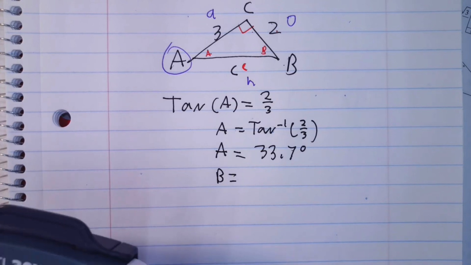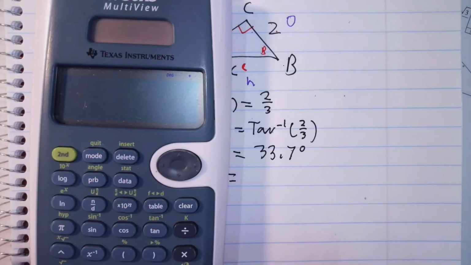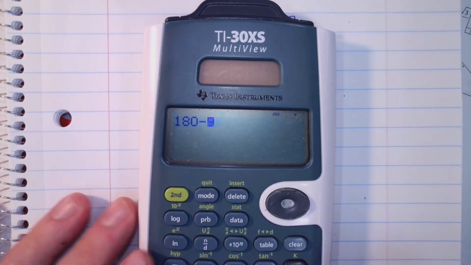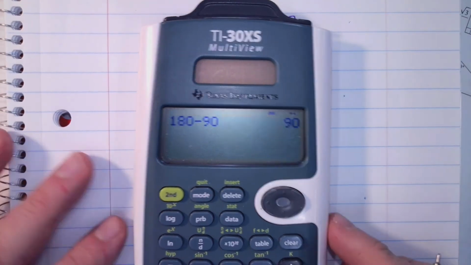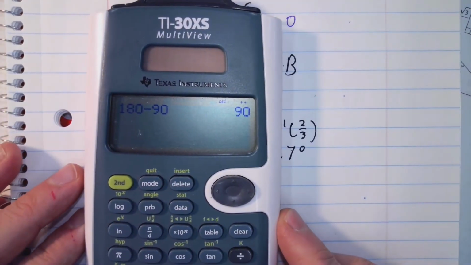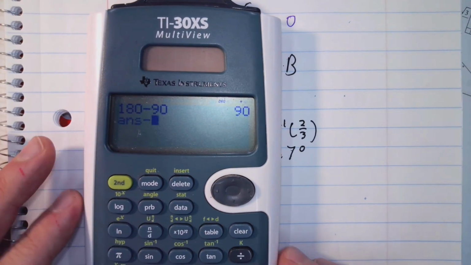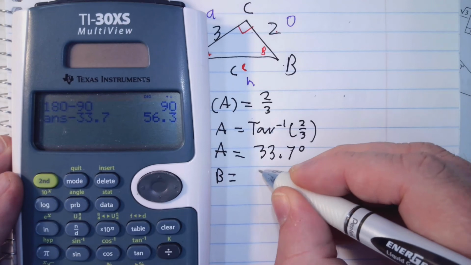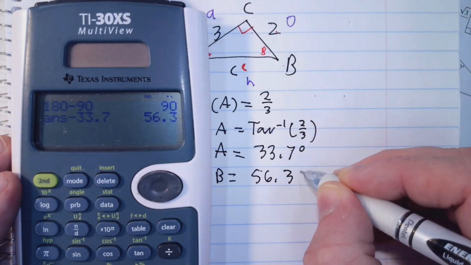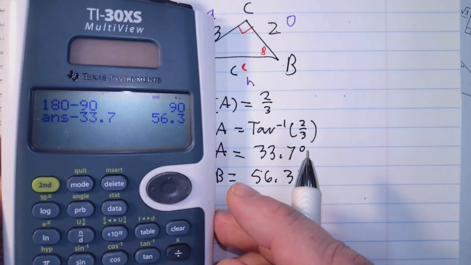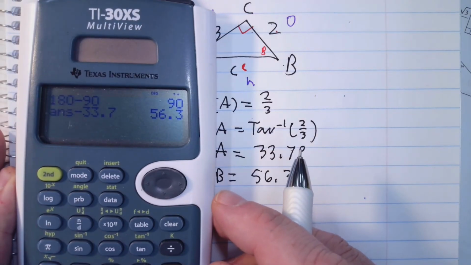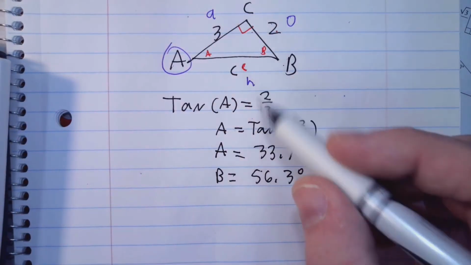Could I do 180 minus 90, because it's a right triangle, so I only have 90 degrees left, minus 33.7, and I get 56.3. Does that work? So that's not really trig, that's more like arithmetic, right? Okay. Now how am I going to find C?